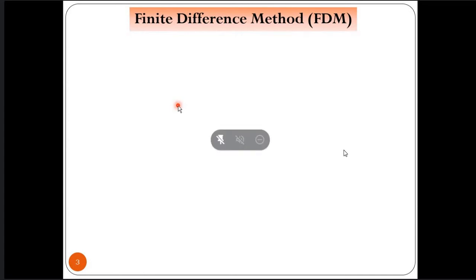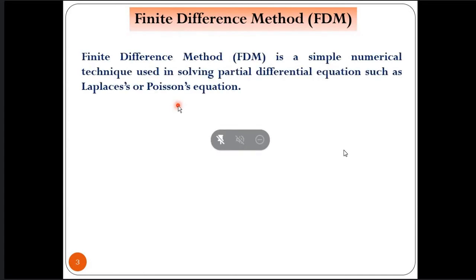Finite difference method. By definition, we can say this is a simple numerical technique. It is used to solve partial differential equations like Laplace or Poisson's equations. That means with the help of this simple numerical technique, we can deal with different types of problems associated with the electromagnetic theory.